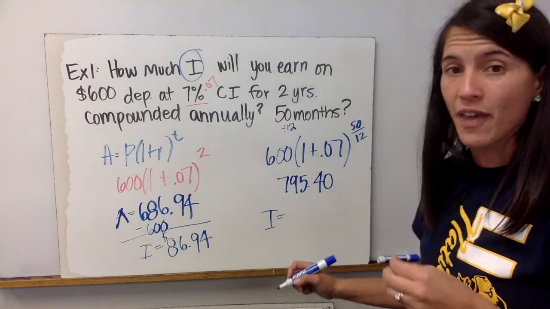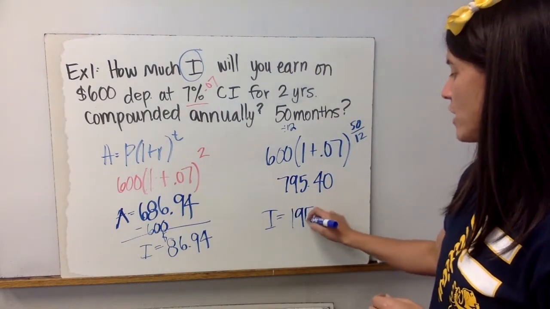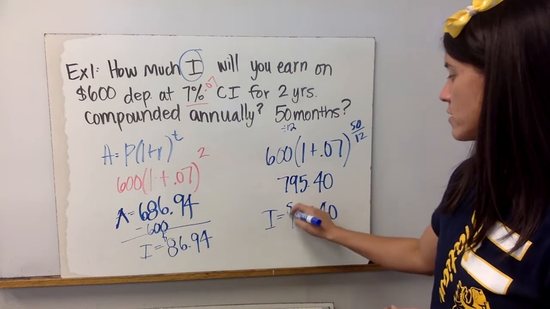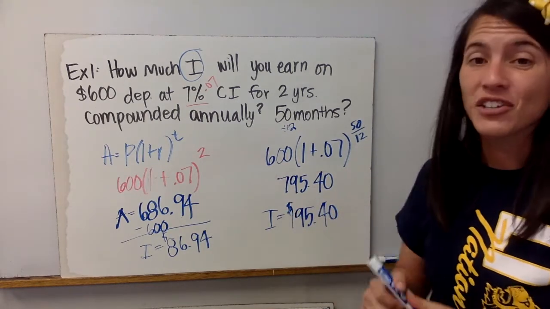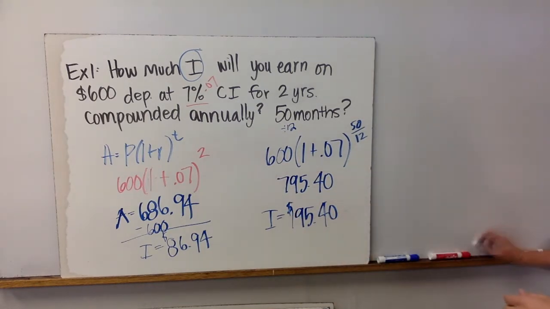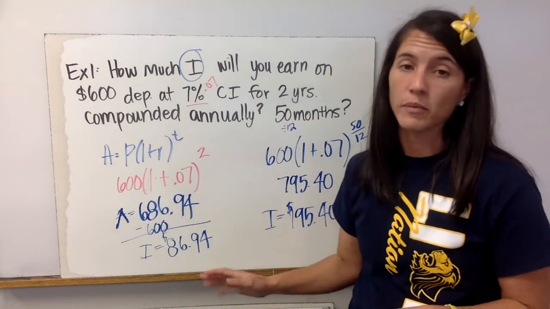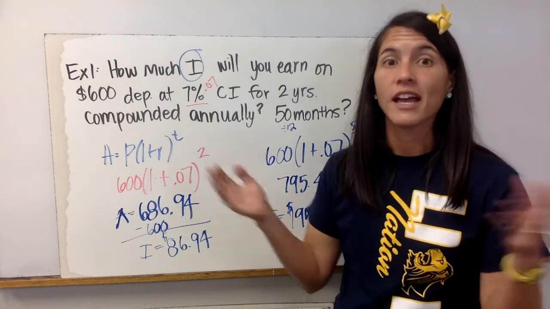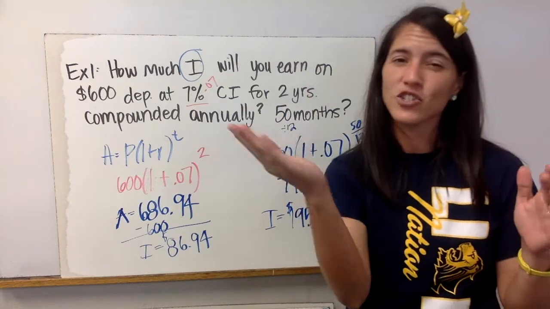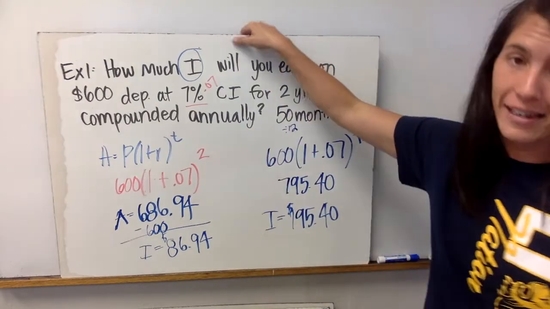We have to subtract out that principal amount. It's going to be $195.40. So that's how you can find the interest for a compound interest problem. Because when you find compound interest, it just gives you the total because each year the interest is being added.